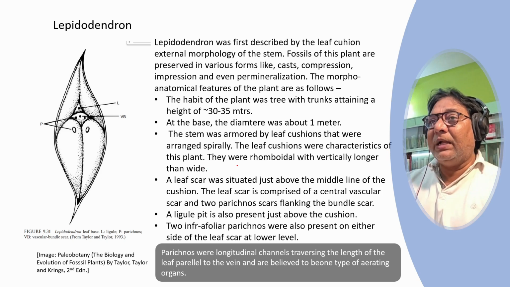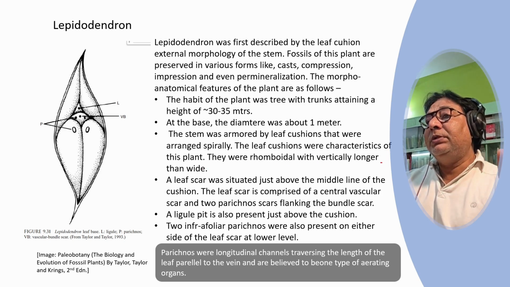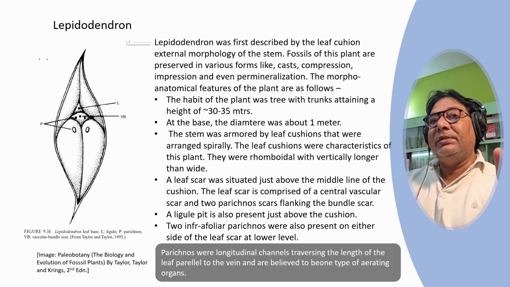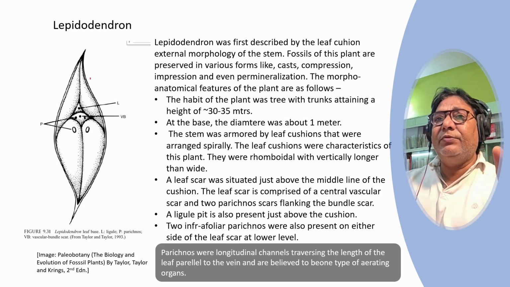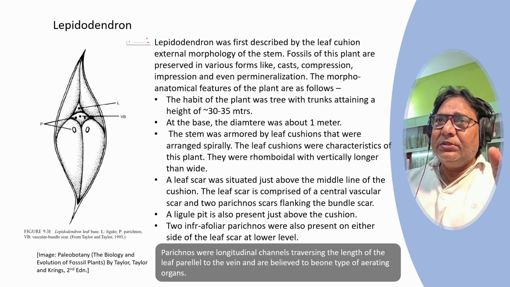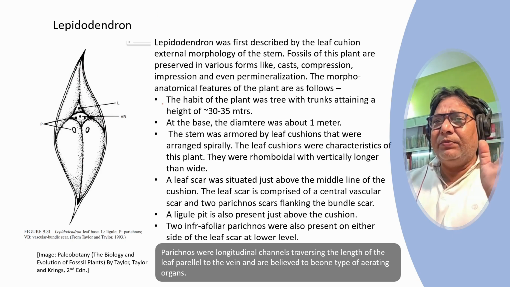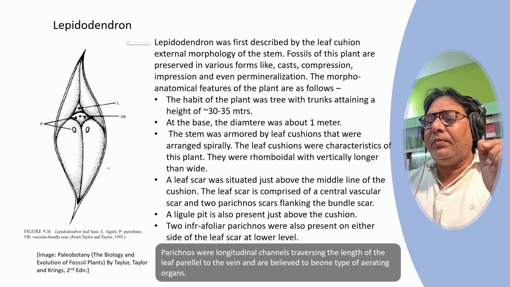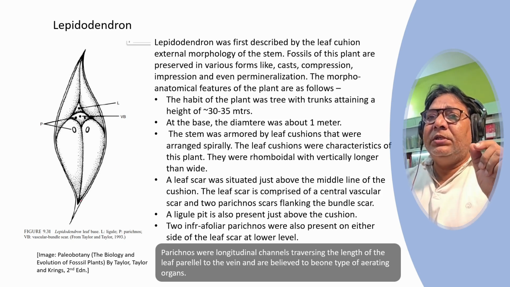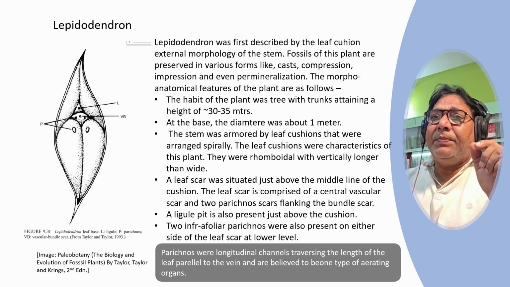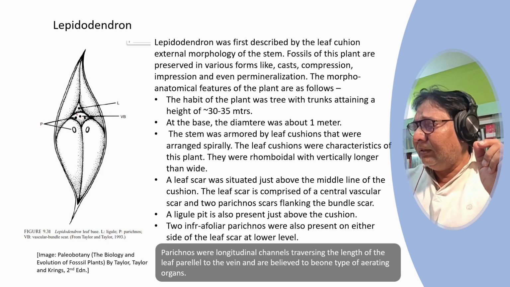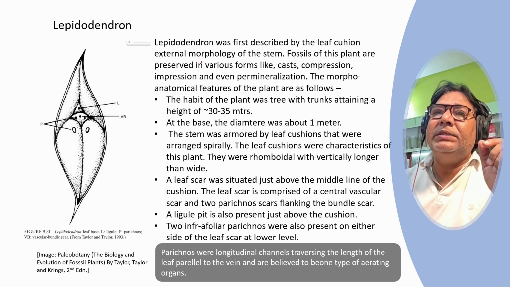Why? We will see that. They were rhomboidal, vertically longer than wide. See, this is a single leaf cushion, and there were many such present side by side in a spiral way. Okay. So what is the structure? It is longer than wide. There is a vascular supply in the middle. Here you can see this one, VB. It is written VB.